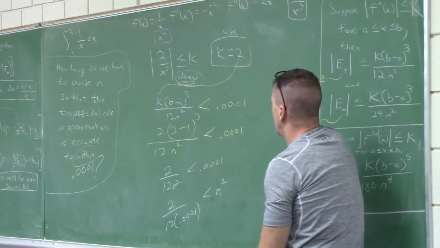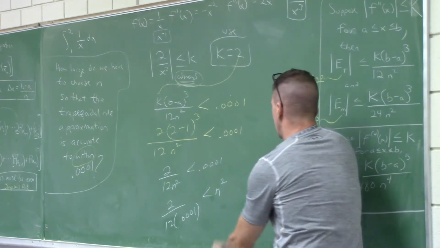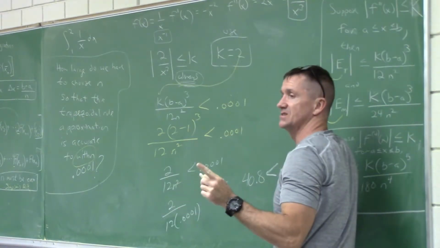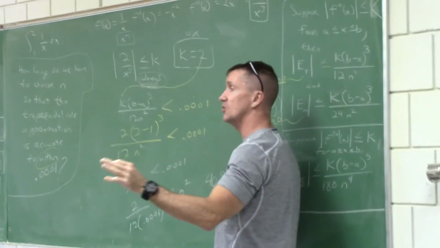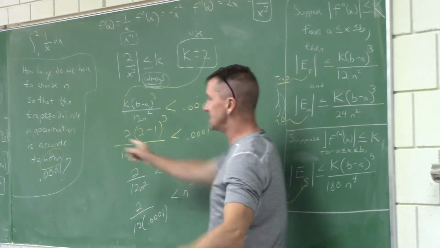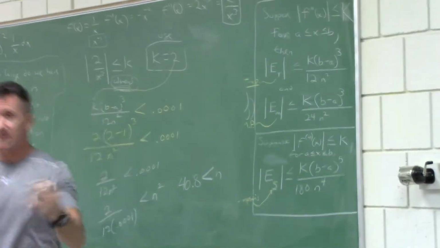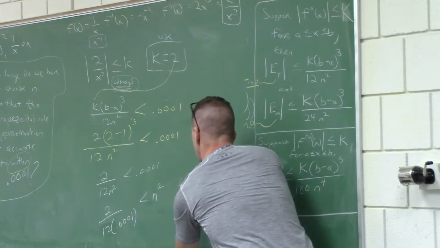Hey, what do y'all get? 40.824. Now, how should I answer this question? So Armando, I want to make this an integer, but I want to use the next closest integer I can. Keep in mind, trapezoidal rule can be odd. The only one that has to be even, which rule was that? Simpson's. So trapezoidal rule can be odd. What will I use? 41. This is the answer to the problem.